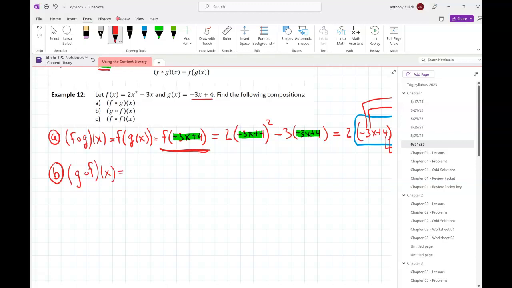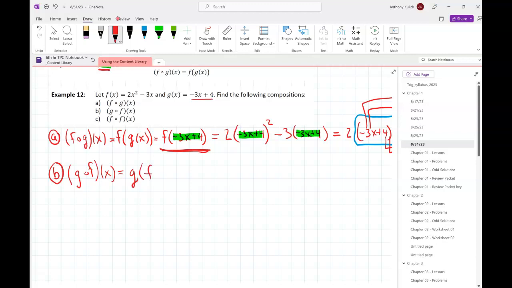So let's look at the next example. G compose F. Now, this is just the opposite, right? Instead of doing F into G, we're putting G into F. Should I get the same thing? Right? 2 times 3 is just 3 times 2. Is F compose G just going to be G compose F? Let's find out, right?